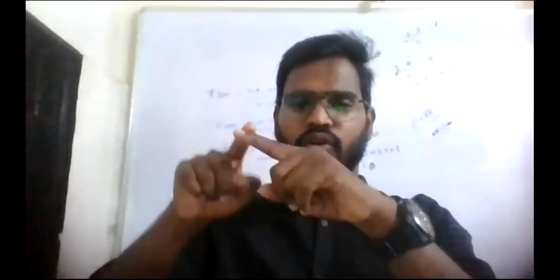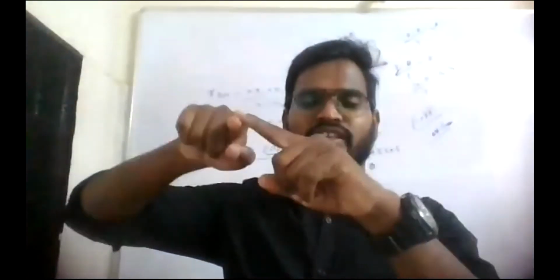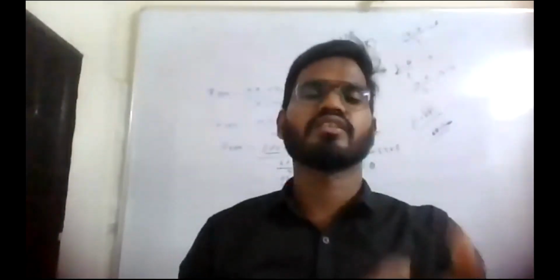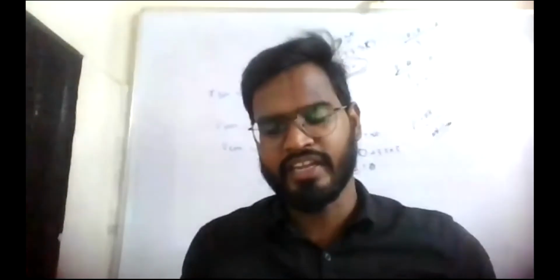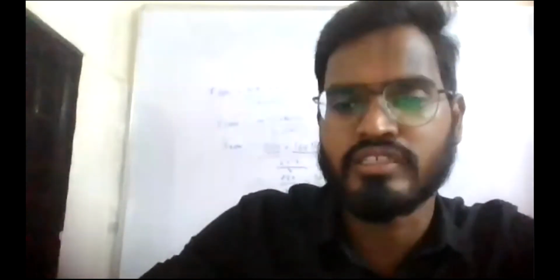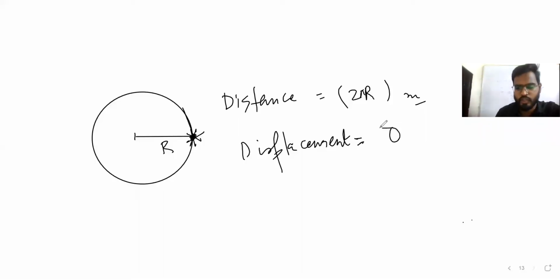Suppose a particle starts from here and comes to the same point. Initial is this, final is this, so it is the same point and no net distance is covered. So the displacement is going to be 0. Now let's take the next question.